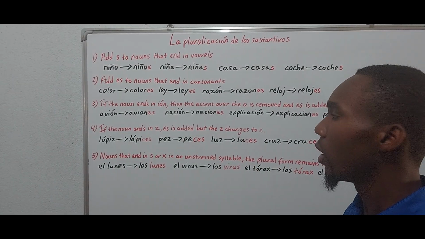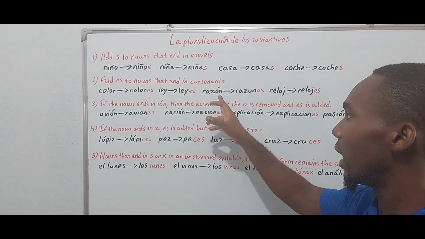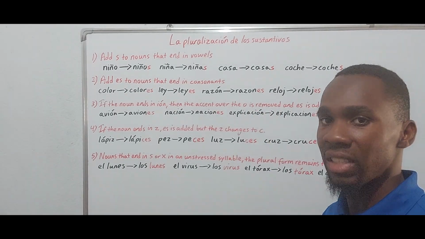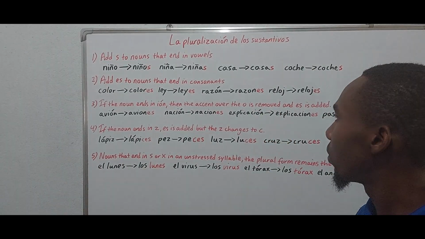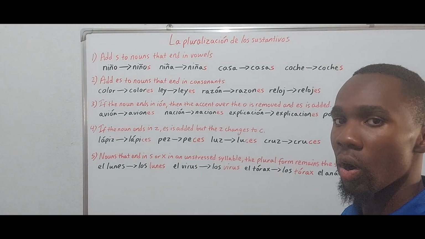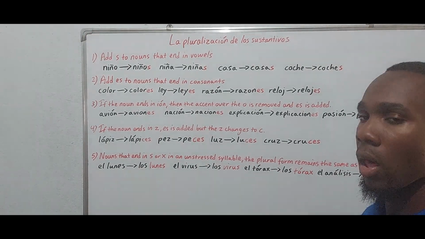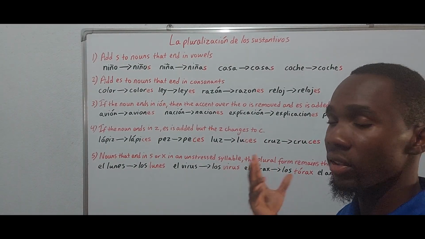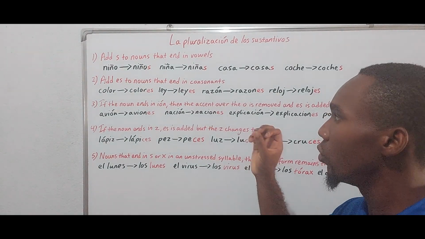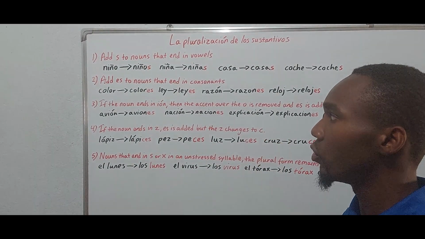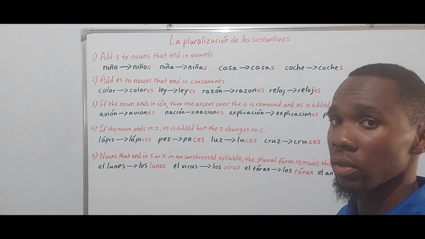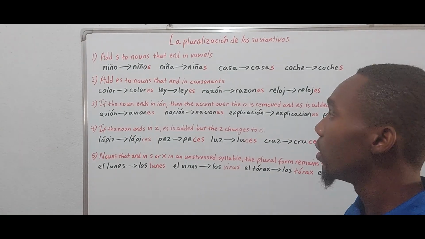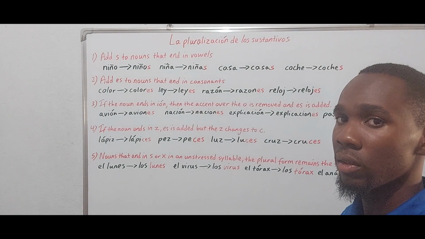Razón becomes razones. As you see, that ends in N. Ley ends in Y. Razones would be reasons. Reloj, which could refer to watch or clock, becomes relojes. That ends in J, so we just add es. All right. So those are the two most basic rules when it comes to the pluralization of nouns in Spanish. If it ends in a vowel, we add s, and if it ends in a consonant, we add es. Now, here's where it gets a little trickier.